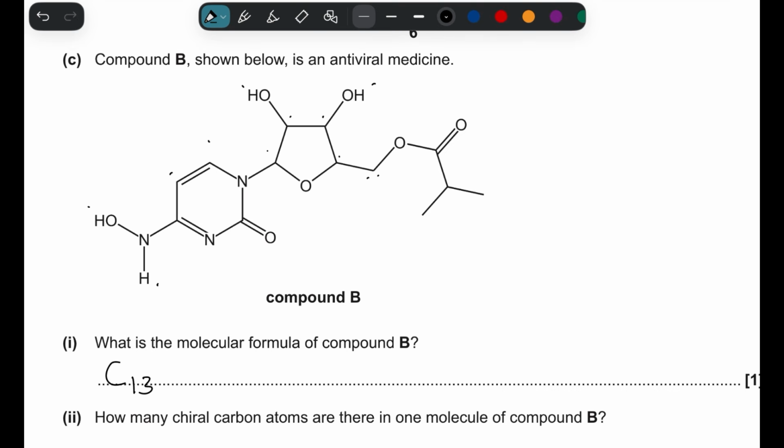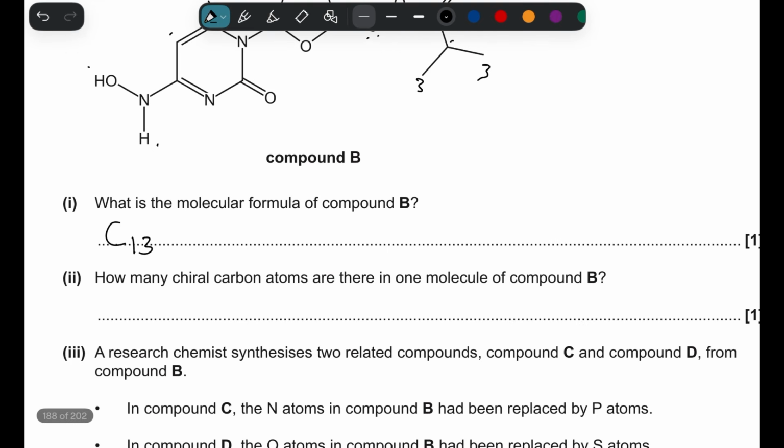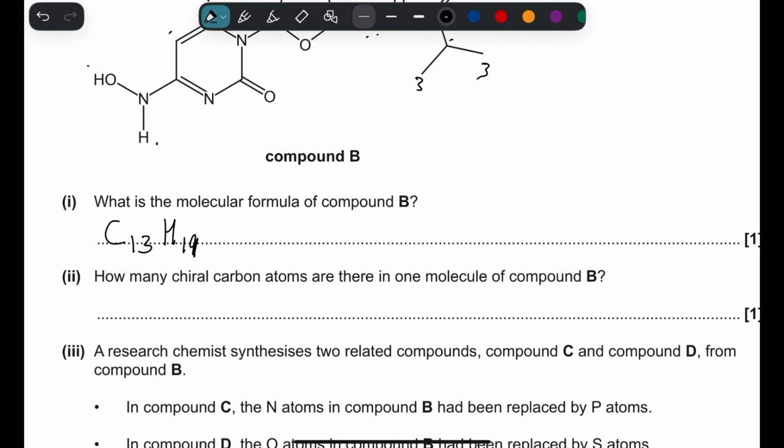So this one has 1, 2. This one doesn't have any. Yep. This one has 1. This one has 3, and this one has 3. So just counting up 1, 2, 3, 4. Oh my goodness. 5, 6, 7, 8, 9, 10, 11, 12, 13, and then 13 plus 3 is 16, 19. So there's 19 hydrogens. Cool.